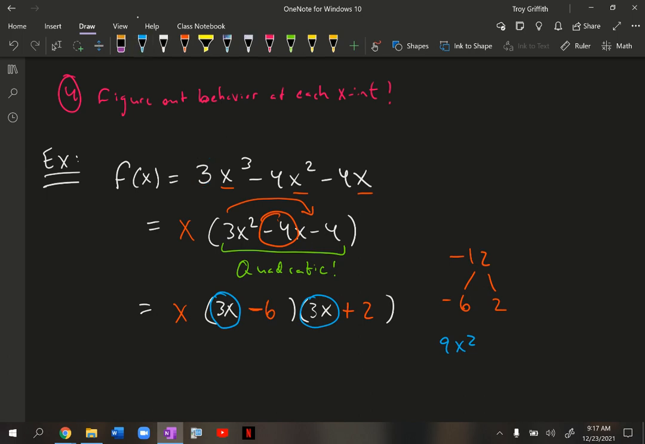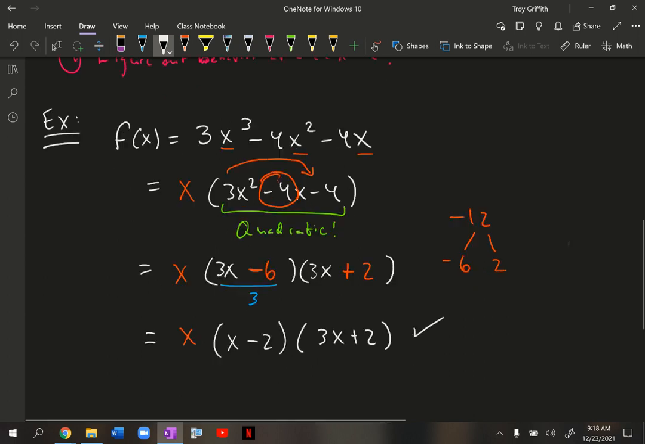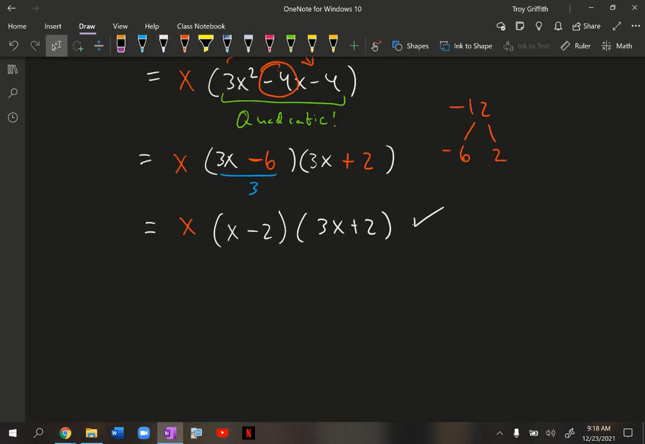So what we're going to do is divide a 3 out of one of these sets of parentheses. Okay, so I'm going to divide a 3 out of this set of parentheses because 3 and 6 are both divisible by 3. And then after that, I will be done factoring. So 3 divided by 3 is 1, 6 divided by 3 is 2, and then this last set of parentheses is going to stay the same as 3x plus 2. So at this point, we are completely done factoring this. And now we can start doing some of our other stuff.